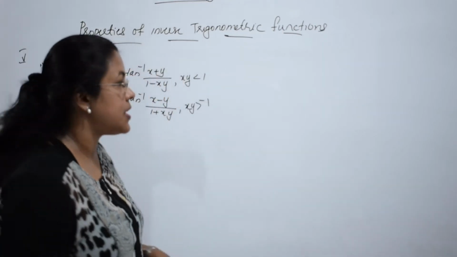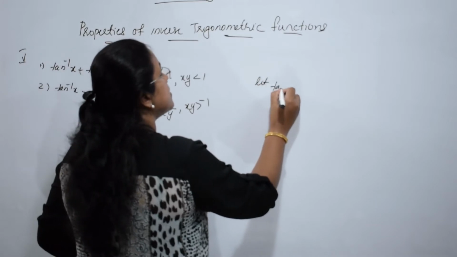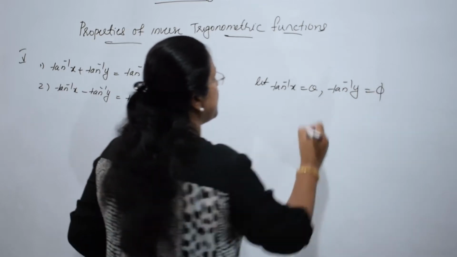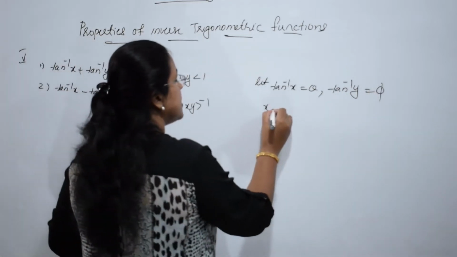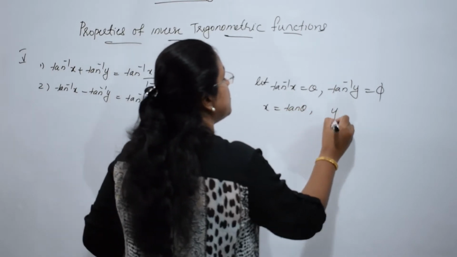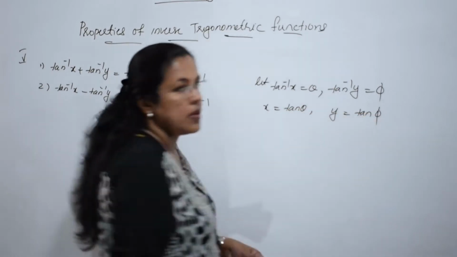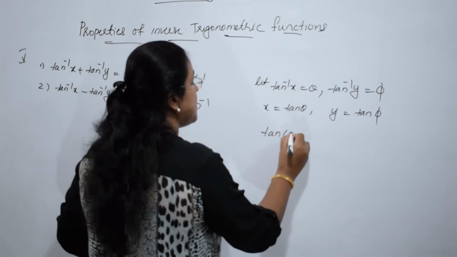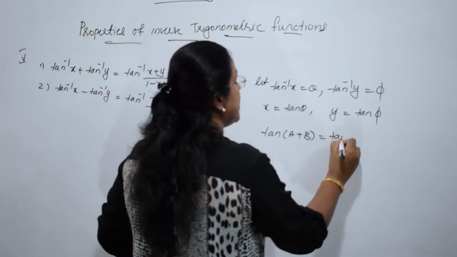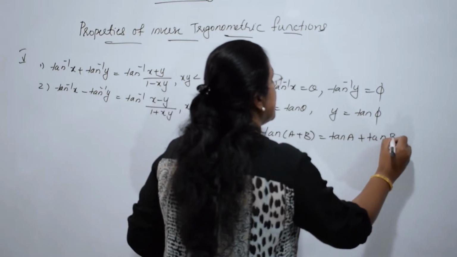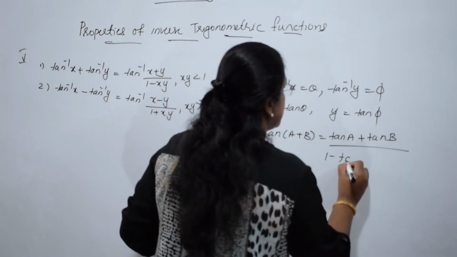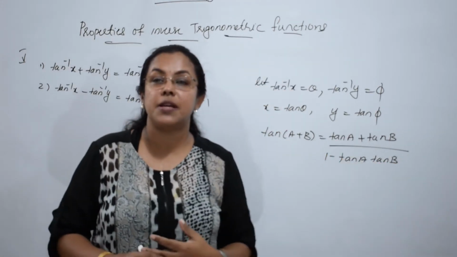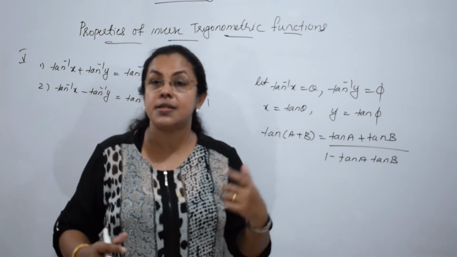Let us take tan inverse x as theta and tan inverse y as phi. Now we can write x as tan theta and y as tan phi. We have learned last year that tan a plus b is equal to tan a plus tan b upon 1 minus tan a tan b. Isn't it?